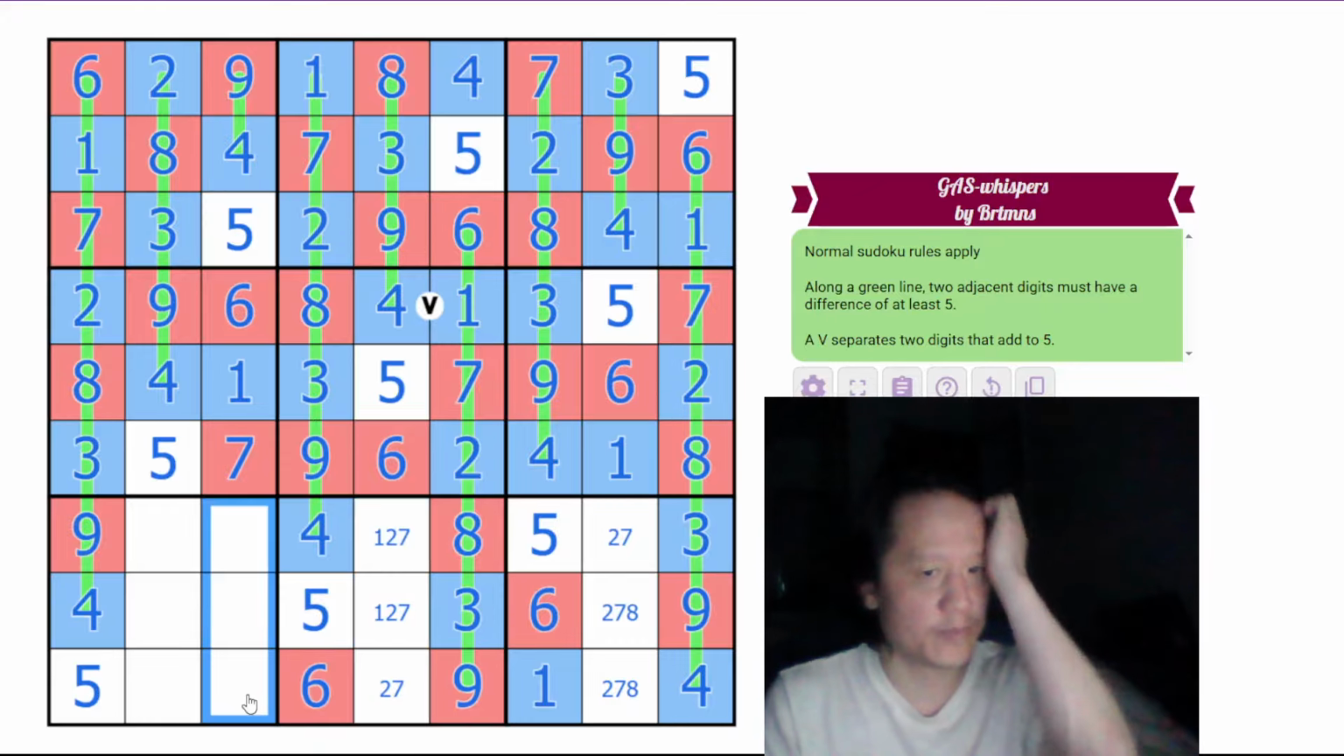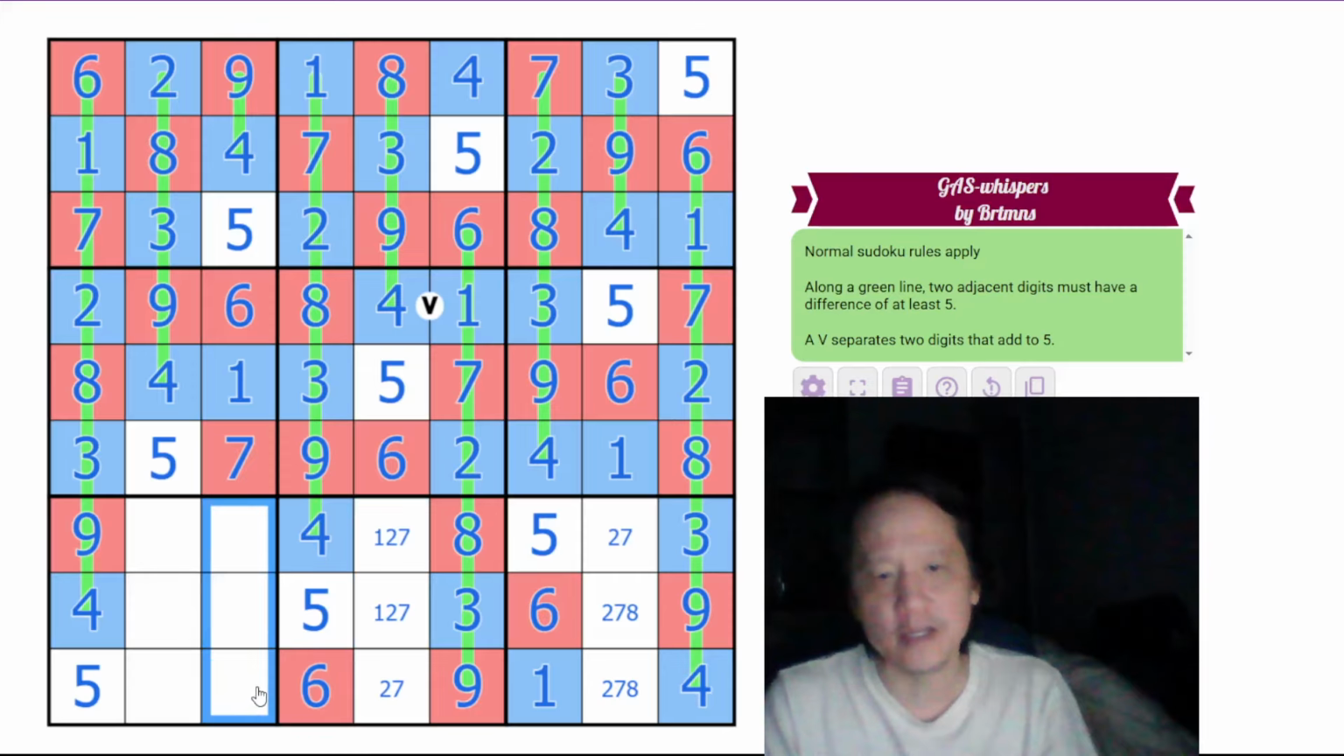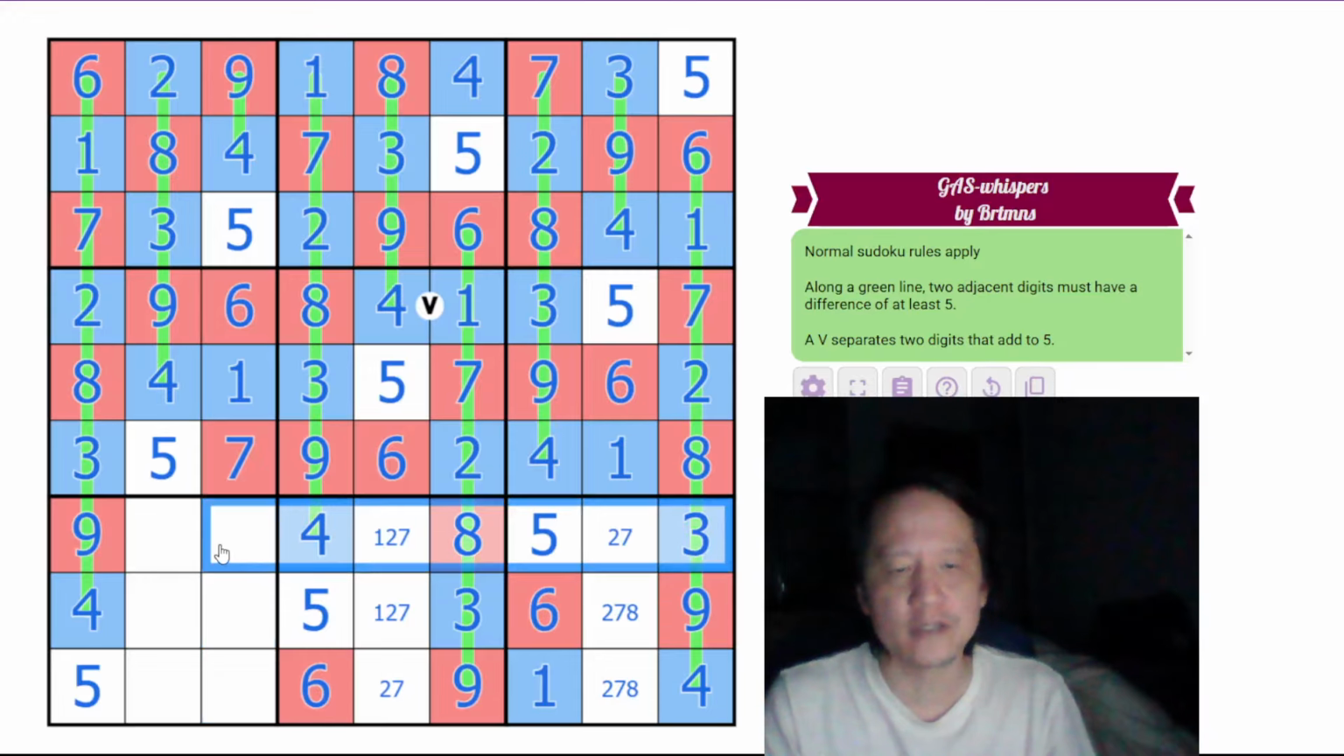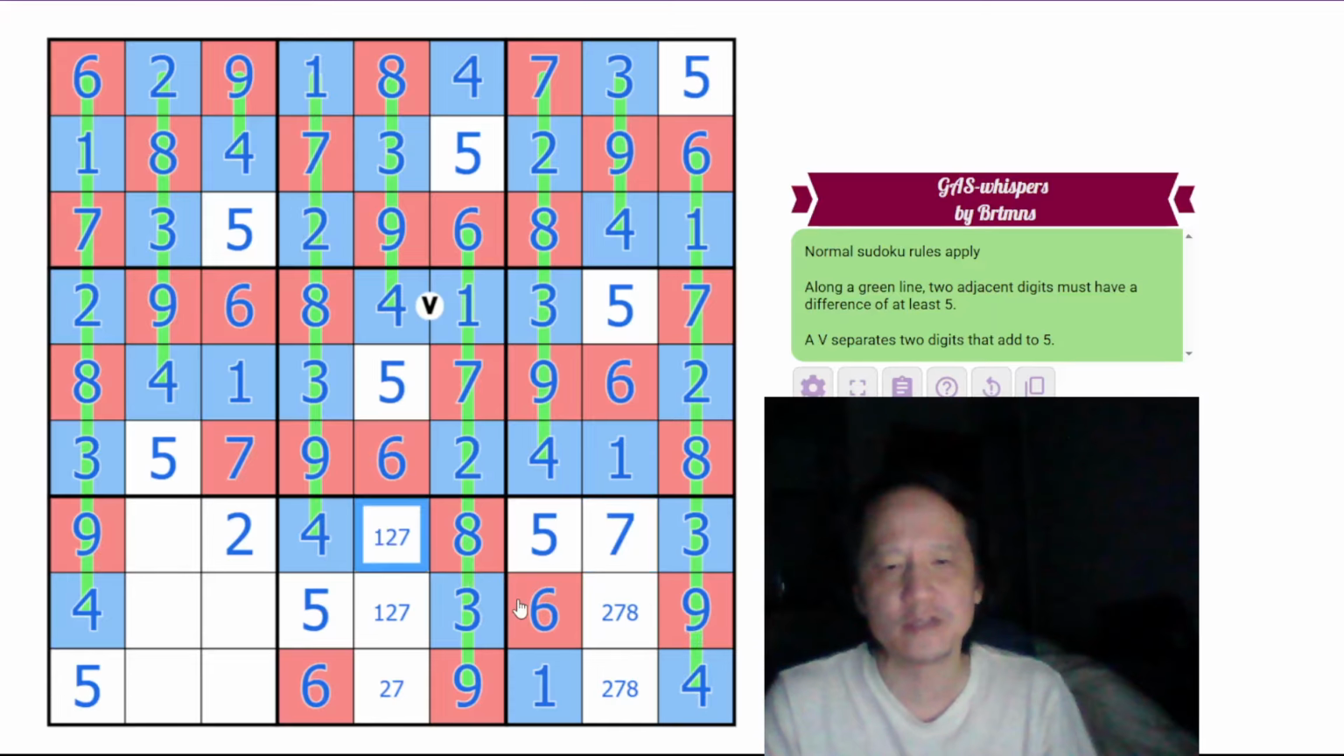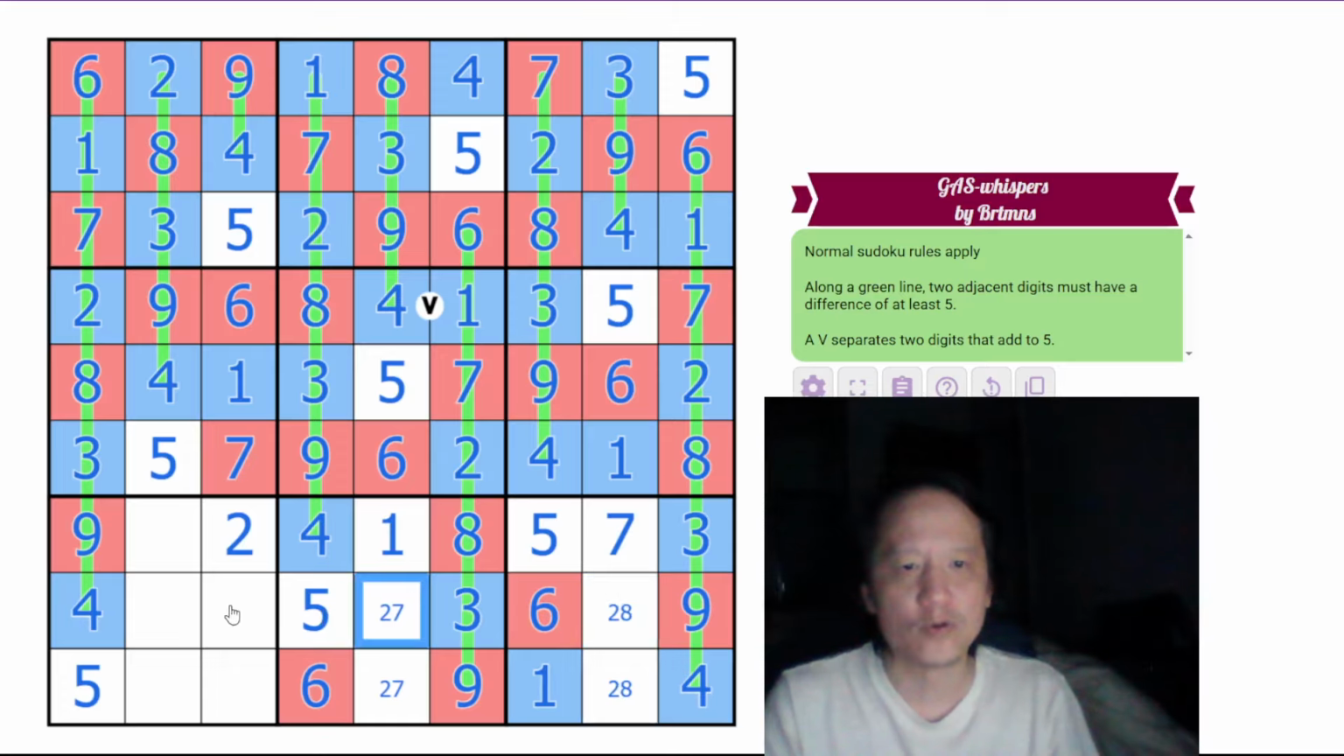Remaining digits in column 3. We have 2, 3, and 8. Well, this can't be 3 or 8, so this must be a 2, which eliminates 2 here, so it's 7, which eliminates 2 and 7 here, so it's 1. These can't be 7 anymore. This is, again, 3 and 8. This can't be 3 because of the 3 in the row, so this is 8, which makes that 3.